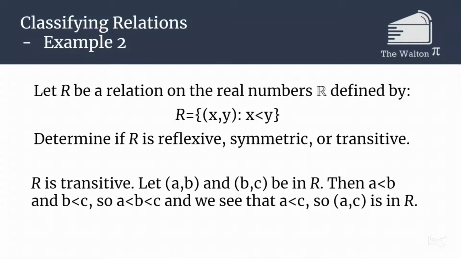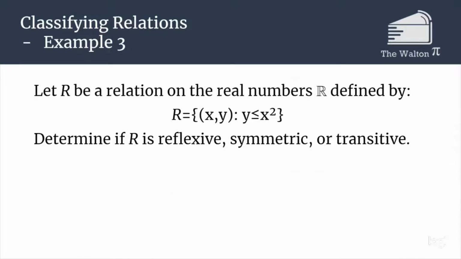R is transitive though. If we start with two pairs, A comma B and B comma C, in our relation, we know that A is less than B and B is less than C. So we can put those two together to say that A is less than B, which is less than C, which tells us that A is less than C. So that tells us that the pair A comma C is in the relation. So yes, this is a transitive relation. Because it was not reflexive or symmetric, this is not an equivalence relation.